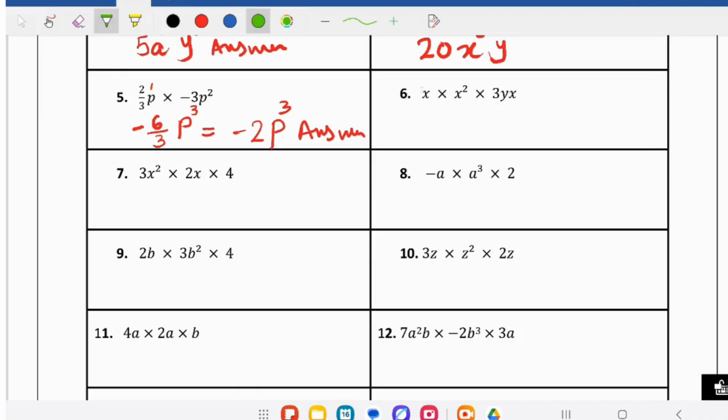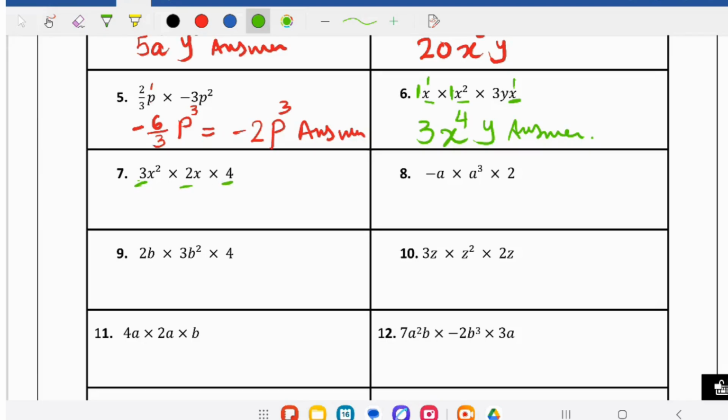In the next question, I have coefficients here: 3, 1 here, and invisible 1 here. So 3 times 1 times 1, which is 3. x and x, they are the same bases. So when I multiply, I simply add their powers. This is invisible 1, so 1 plus 2 plus 1, which is 4, and y as it is. This is the answer.